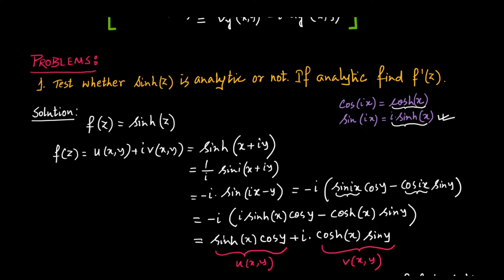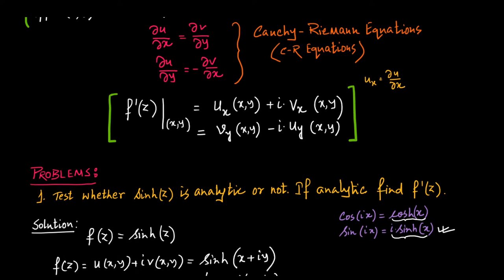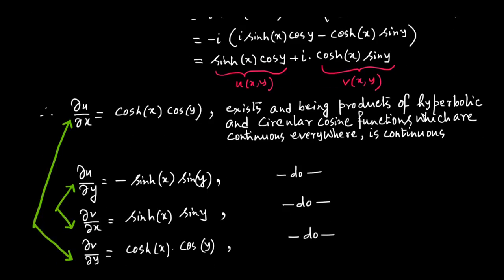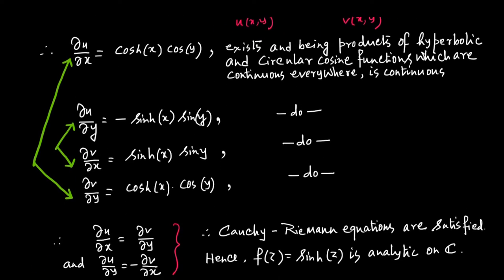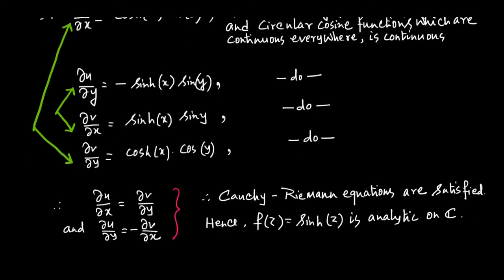Test whether hyperbolic sine z is analytic or not. It is analytic. If analytic, find f prime z. That is the first order derivative of f z. And as per the formula, you can see I have written here, f prime z can be expressed as u_x(x,y) plus i v_x(x,y). Now here we have already calculated what is our u_x, means del u del x, and what is my del v del x. So I'll simply plug in these values in the formula and I will get it.